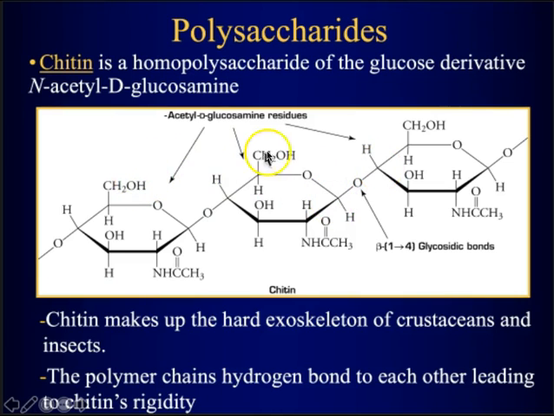And because it has all of these OHs on top, they are able to hydrogen bond with other molecules of the same thing. So that is why you have these hard exoskeletons of our crustaceans and our insects. It's because of those hydrogen bonds. So it creates a rigidity that allows for the protection of the animal. So notice the difference between these polysaccharides is that they have this amine or amide group here. So we've got our other groups attached instead of our OH group here.